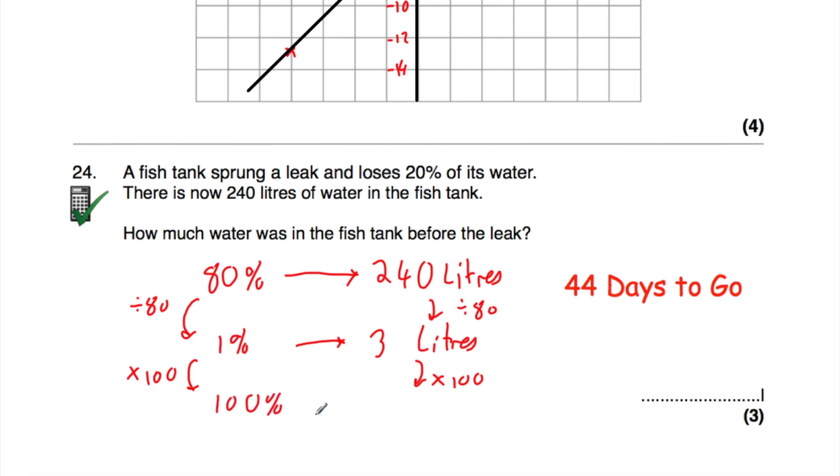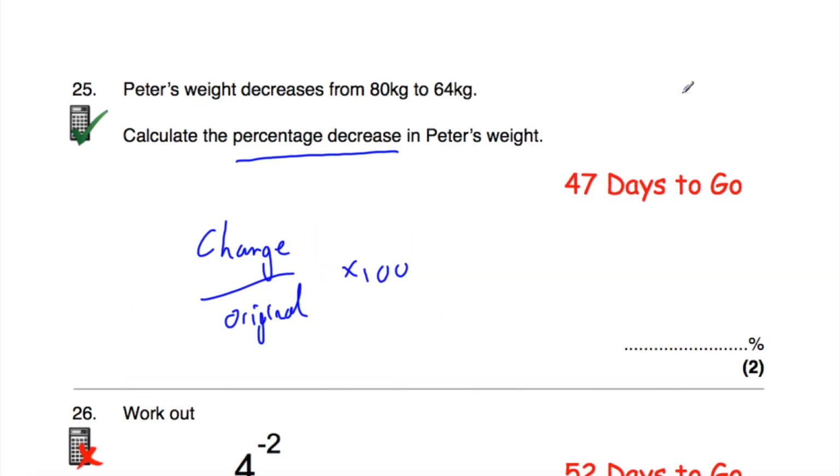So in other words, how much water was in the fish tank to begin with, and 3 times 100 would be 300. So that means there's 300 litres of water in the fish tank to begin with, or before the leak. So the answer is 300. And if you got that, well done. Okay, let's look at our next question, question number 25.